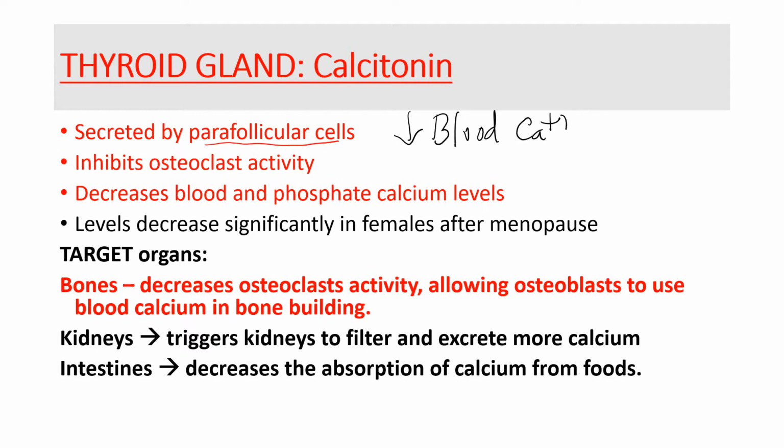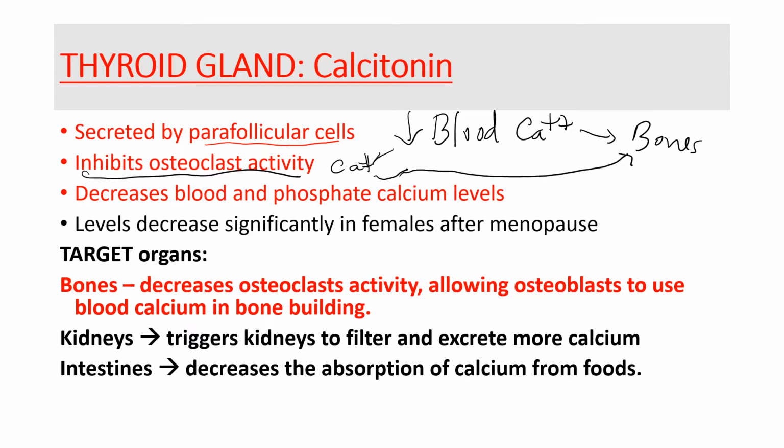and it will do so by affecting bone tissue. The effect of calcitonin on bone is to inhibit osteoclast activity. Therefore, osteoblast activity will override osteoclast activity and calcium will be put from blood into bone matrix, causing a decrease of blood calcium.